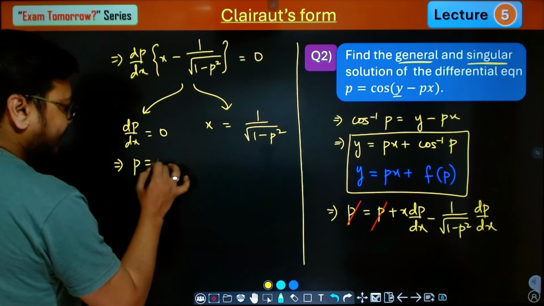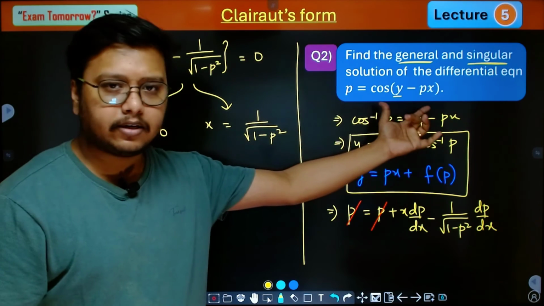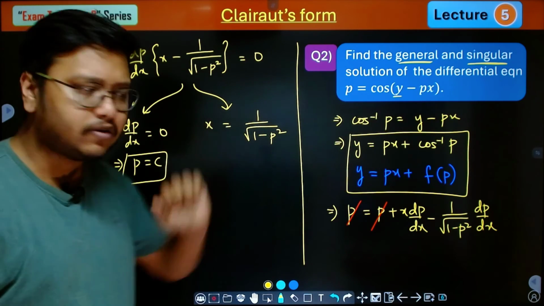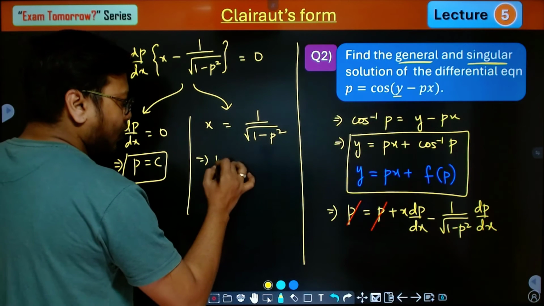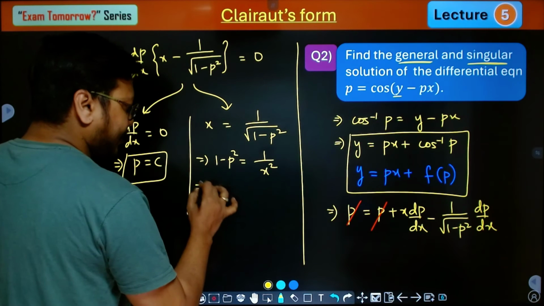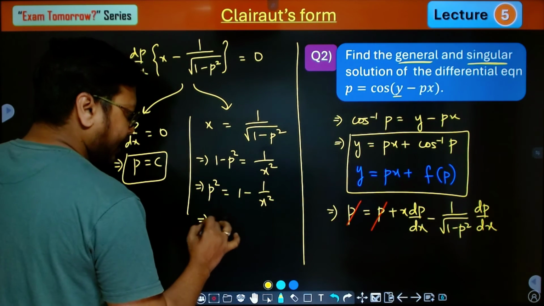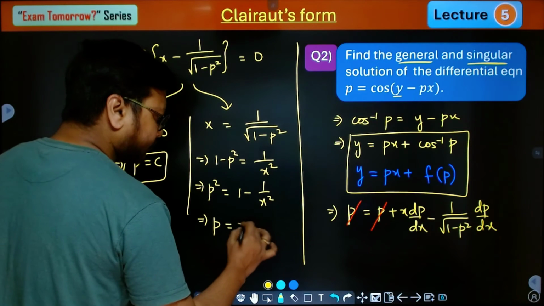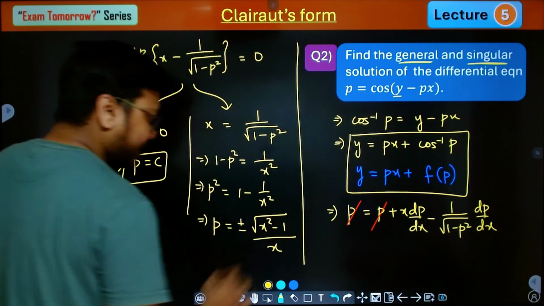From here we get the same old value, which is p equals constant, which we are going to put in the given differential equation and get our general solution. And from this part we would like to find the p value. So 1 minus p square would be 1 by x square. So p square would be 1 minus 1 by x square, and p would be plus minus root over x square minus 1 whole by x.